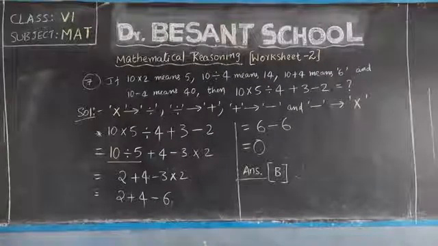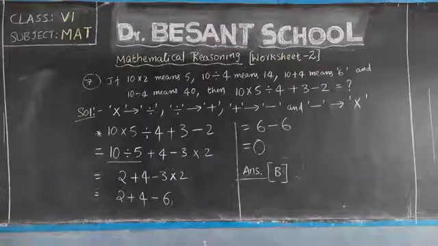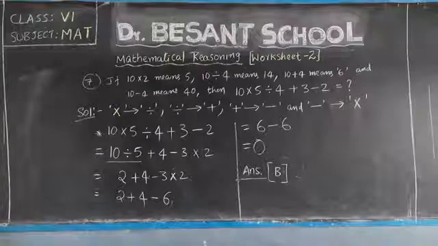So here, given 10 into 2 means 5. That means into we have to replace by division. 10 divided by 4 means 14. That means divided by is to be replaced by the addition symbol, that is plus. And 10 plus 4 means how much is given? 6. Here plus indicates minus. And 10 minus 4 means 40. That means here minus is to be treated as into.